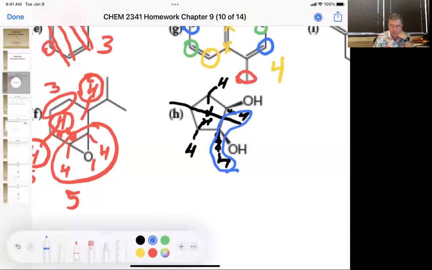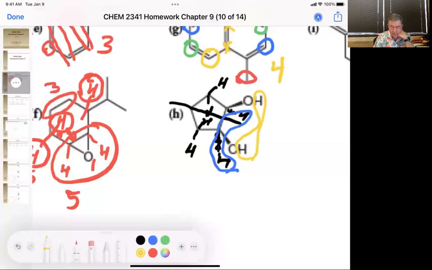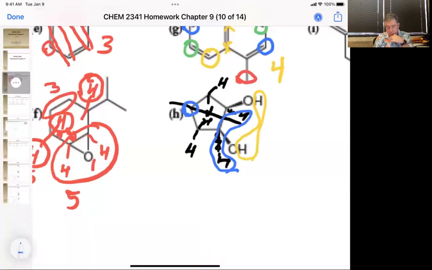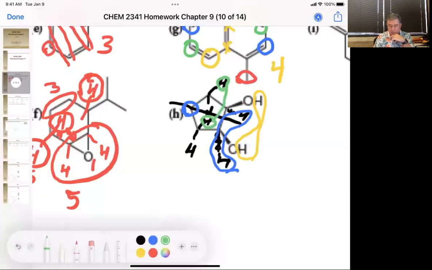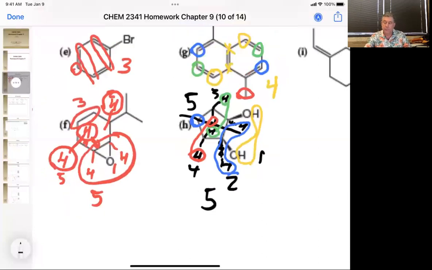Okay. And don't forget the OH peaks here. That's going to be a peak there. And these 2 hydrogens are going to be a peak here. And I think the 2 hydrogens on top are going to be 1 peak, and then the 2 hydrogens on the bottom are going to be a separate peak. So let's count those up. We have 1 here, 2 here, 3 here, 4 here, and 5 here. I think we're going to get 5 peaks for that.